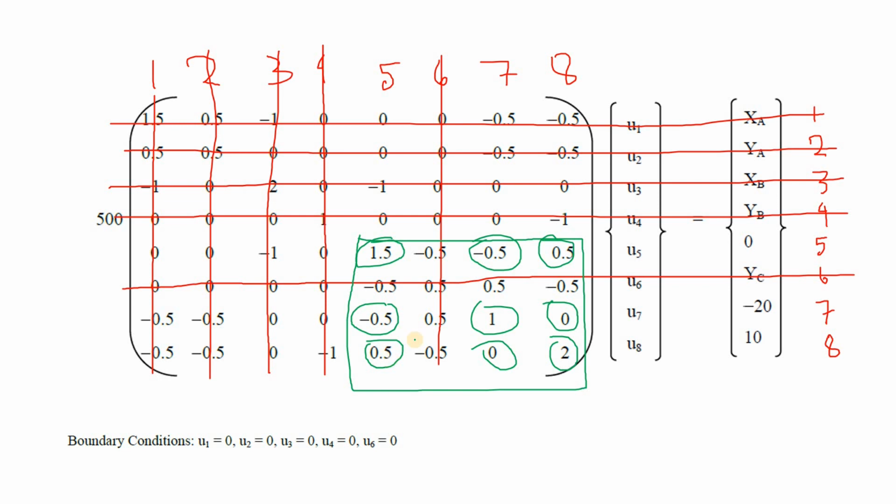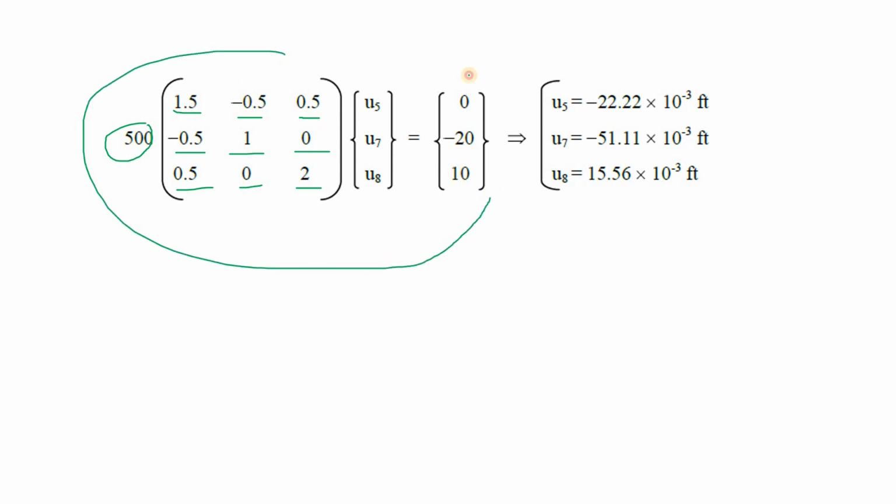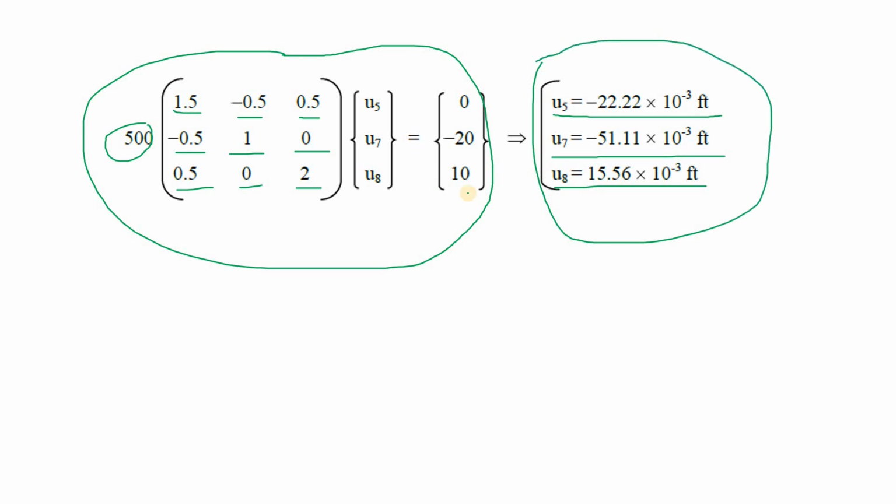So if we assemble this in a smaller matrix form, here you go, we have 1.5, minus 0.5, and so on. This was the stiffness, which is here. We have u5, u7, and u8. Here are the force values. So if we solve for this, we're going to get the displacement value u5, the displacement value u7, and the displacement value u8. So here we have the displacements all figured out.